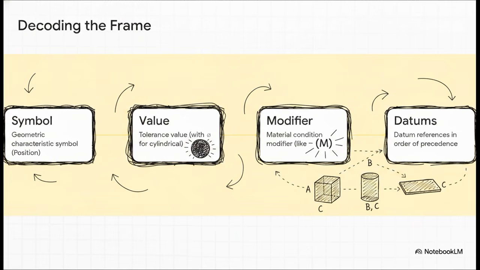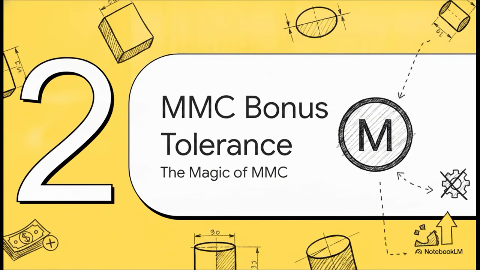Finally, you have your datum references in strict order of precedence: primary A, secondary B, and tertiary C. Read all together, it sounds just like this. Position tolerance, 0.25 millimeter diameter zone at maximum material condition relative to datums A, B, and C. Now, let's talk about the magic of MMC bonus tolerance.